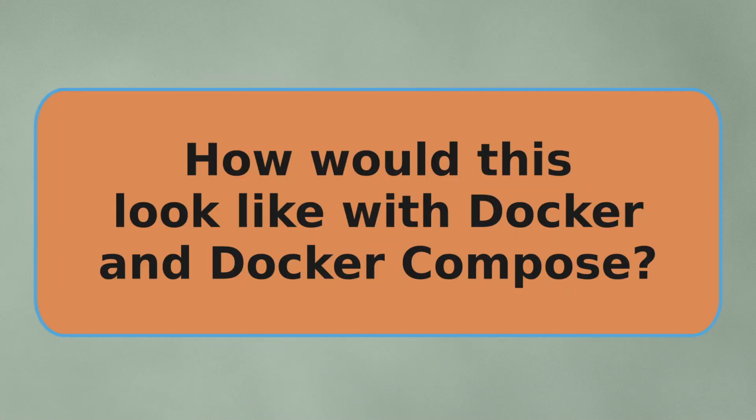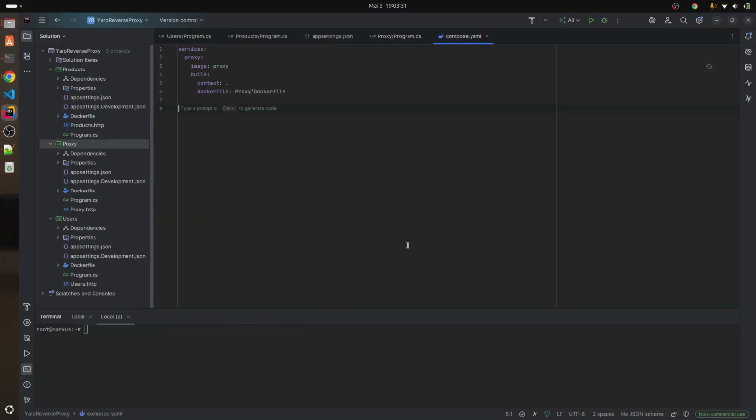Maybe you want to set up your project with Docker and Docker Compose. Let's see what that would look like. I will create a Docker Compose file. Here I add three services for our three ASP.NET Core projects. For the proxy service, I bind port 7197 on my machine to 8080 in the container. For the other services, I don't expose the ports because they don't need to be accessible from outside the container.